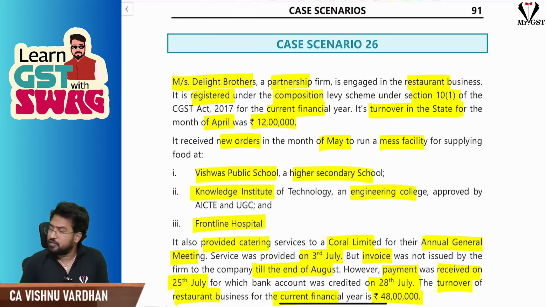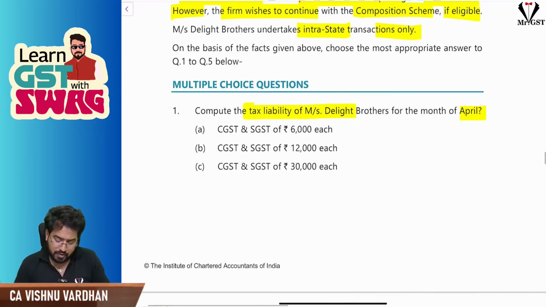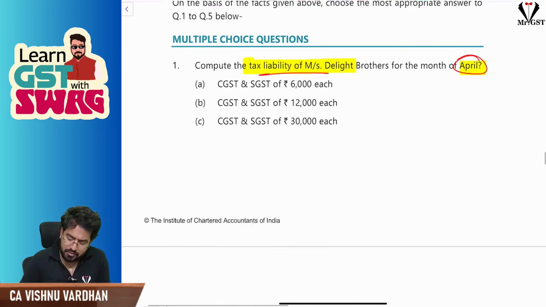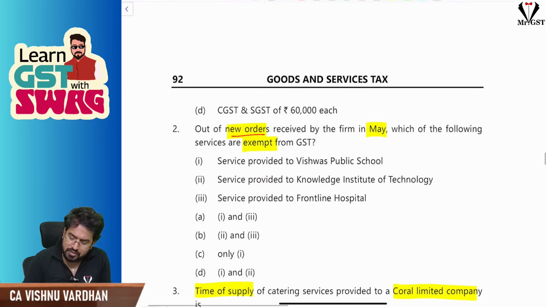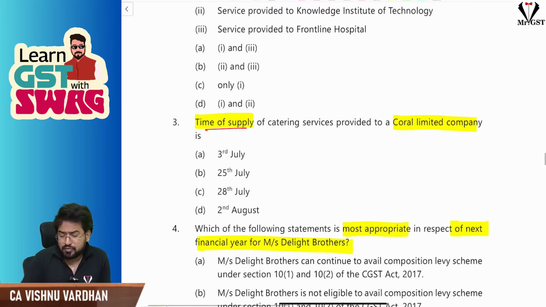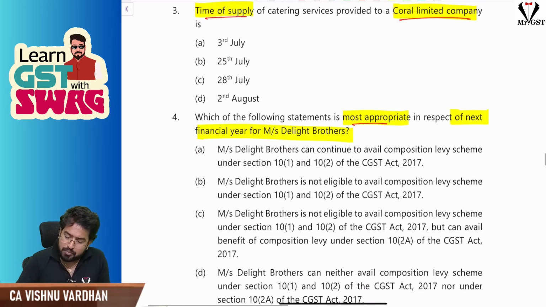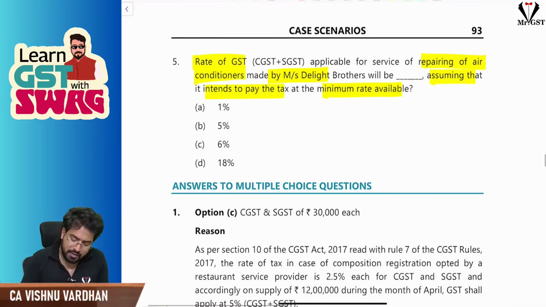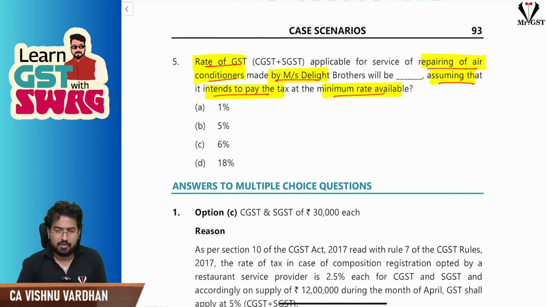Now the next case study. If you see the questions: what is the tax liability of Mrs. Delight Brothers for April month? New orders received in May month which are exempt under GST. What is the time of supply for the services provided to Coral Limited Company? What is the most appropriate statement for the next financial year for Mrs. Delight Brothers? Next, what is the rate of GST for repairing ACs by Mrs. Delight, assuming they intend to pay the minimum rate available?